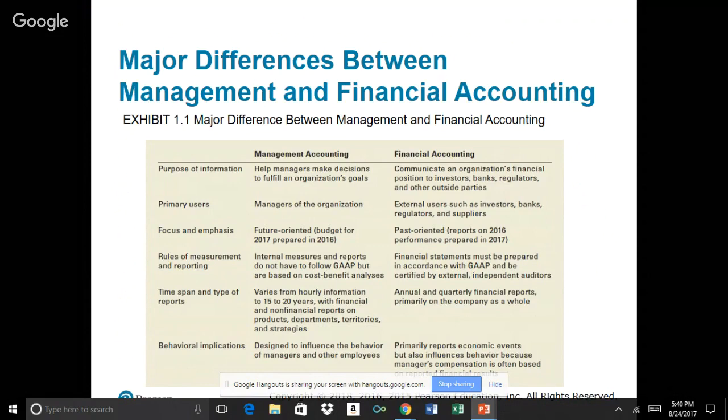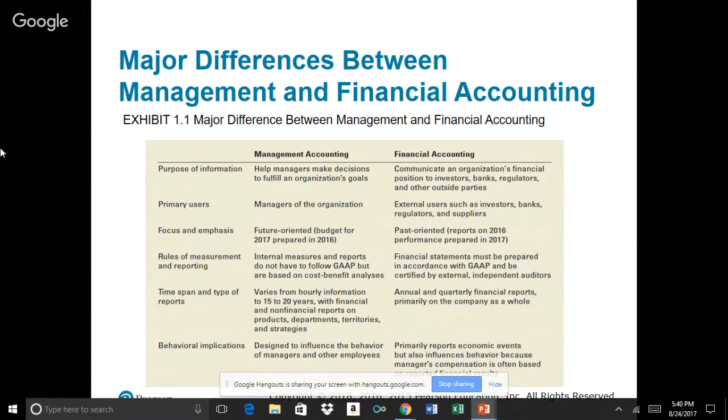Now, the time span and type of reports. In management accounting, we're not just looking at the here and now, we're looking into the future. So sometimes we could be looking at things 10, 15, 20 years in the future. We're also looking at non-financial and financial aspects of what's going on with our company. In financial accounting, we're of course looking at the past, and those reports could be based on monthly, weekly, quarterly, or annual periods. So they're very condensed. They're not long-term.